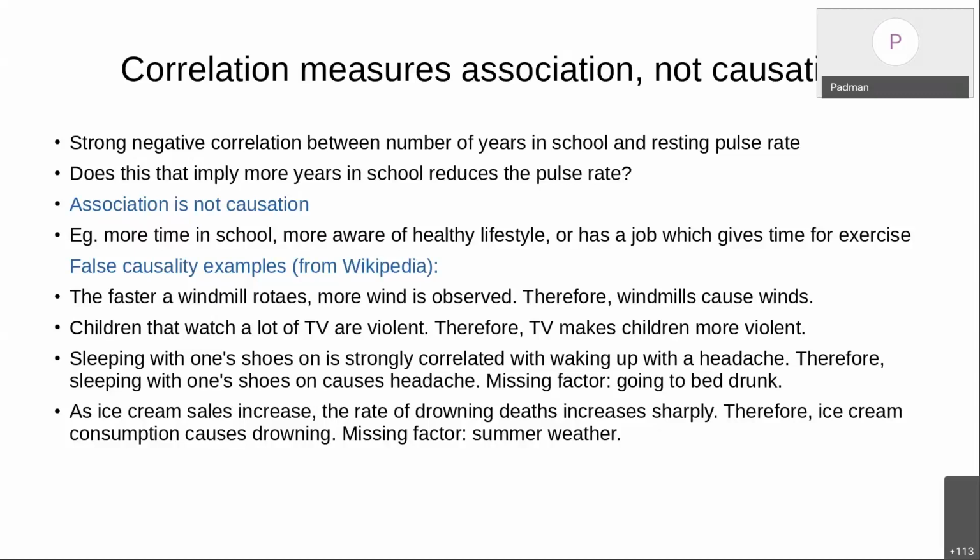So just remember, correlation measures association. It is not causation. Correlation between two variables does not indicate one causes the other. Okay, I will stop here. And just one question, for the final statement, can we say that the summer weather directly causes more drowning deaths?